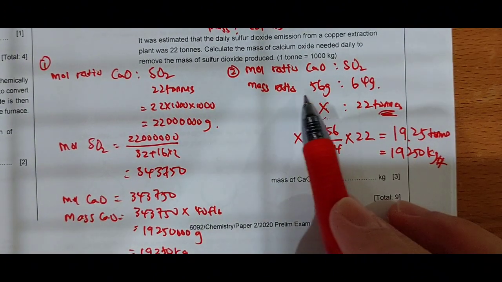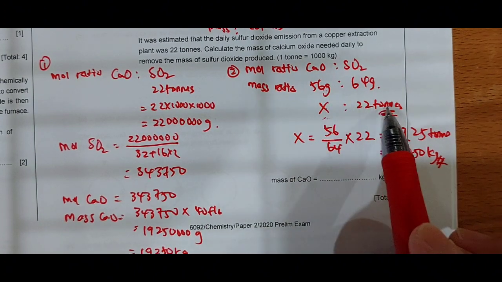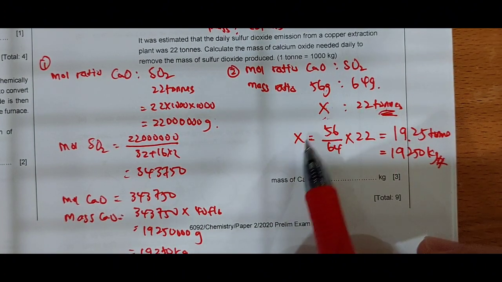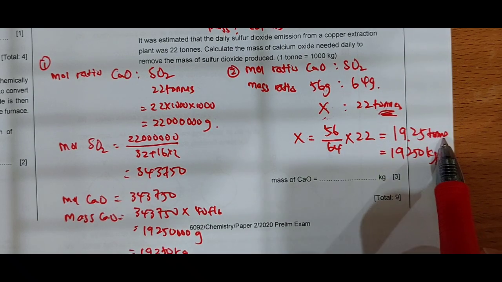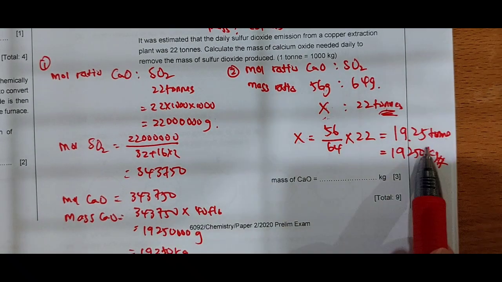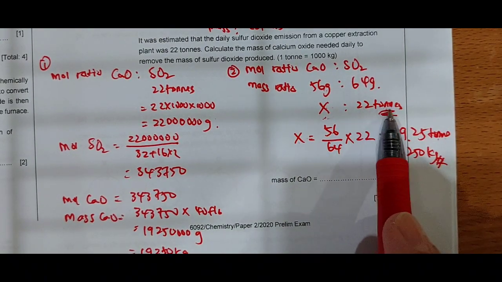Okay, take note, for mass ratio, gram, tons. So the mass of X that you find here is in tons. So you have to convert it back to kilogram. It is not in grams, it is in tons, because this 22 is in tons.